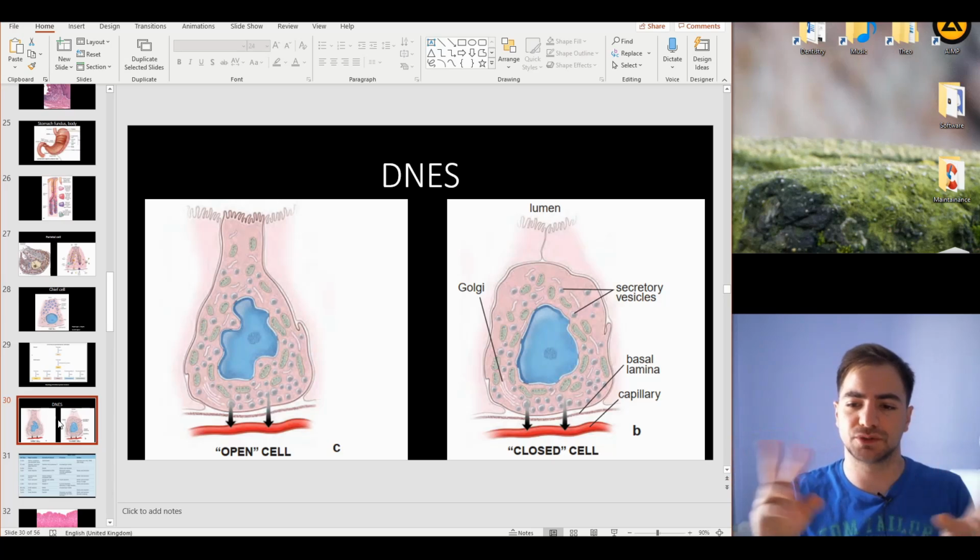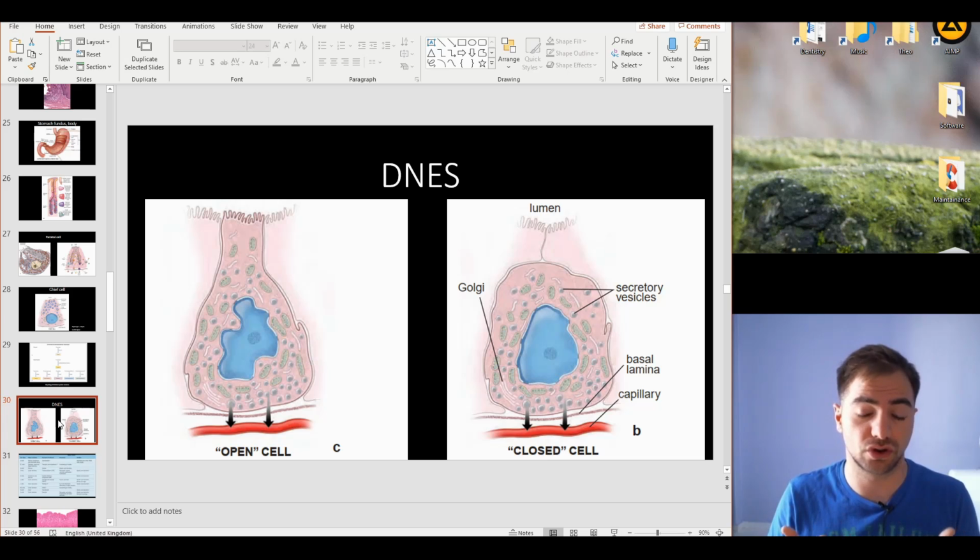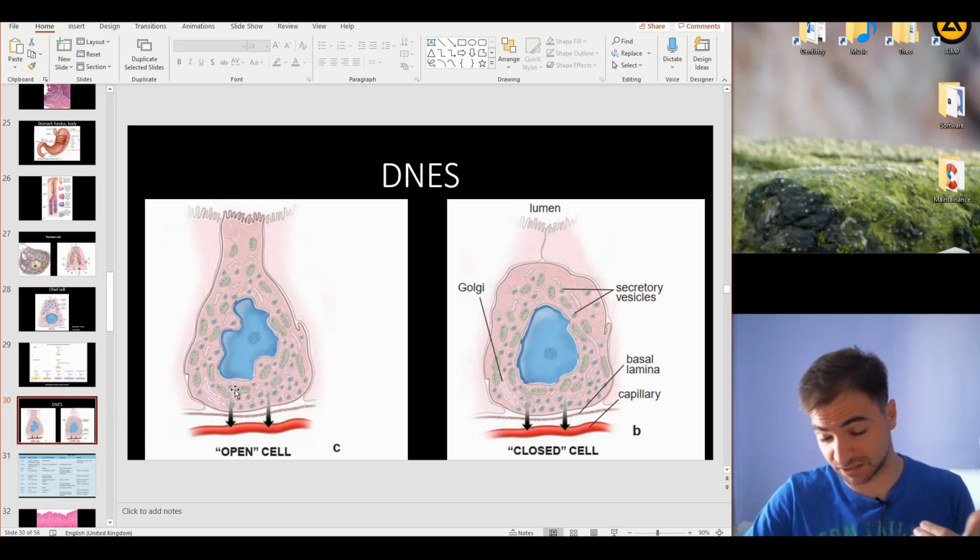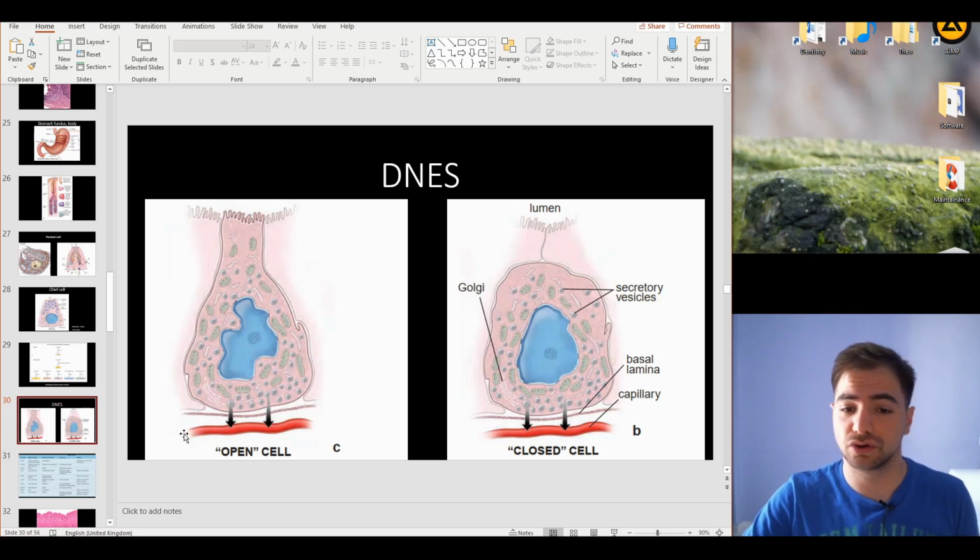Now, there are 2 different types of DNES cells: the open cell and the closed cell. Just because they are hormonal cells, of course, this means that they have very close contact with the vascular elements of the tissue. The open cell has a connection to both the local vasculature and, of course, the lumen of the organ as well. The closed cell has a connection only to the vascular location, as we can see in the picture.